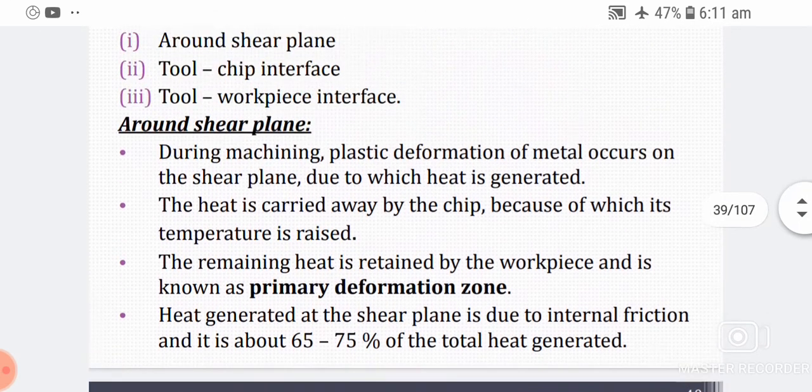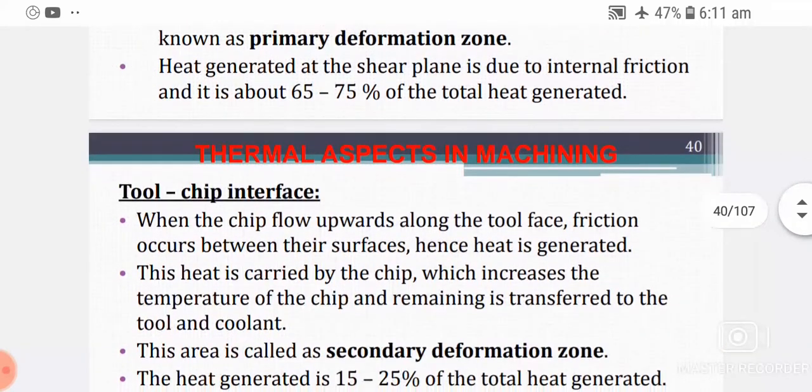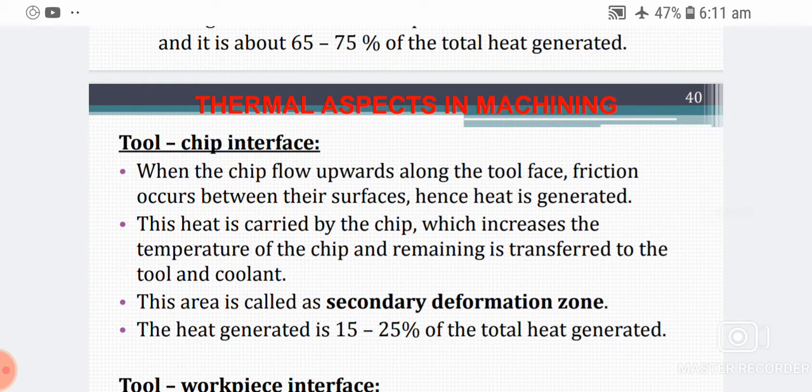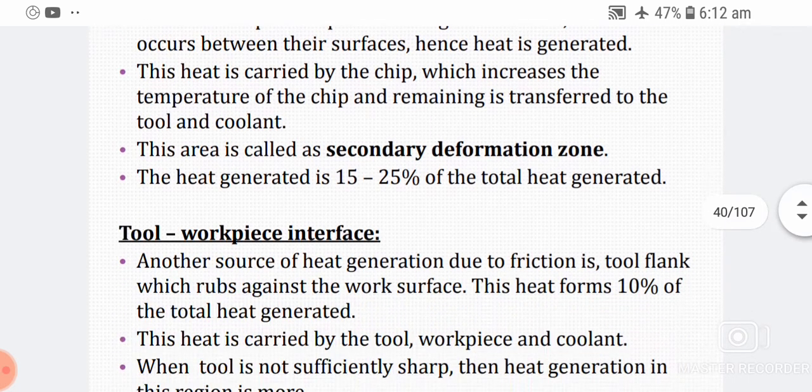heat generated. The second region is the tool chip interface. When the chip flows upward along the tool face, friction occurs between their surfaces. Hence heat is generated. The heat is carried by the chip, which increases the temperature of the chip, and the remaining is transferred to the tool and coolant. The area is called the secondary deformation zone. The heat generated is 15 to 25% of the total heat generated.